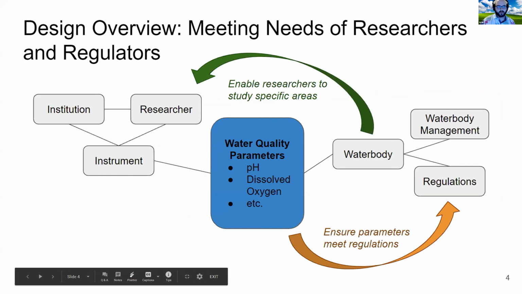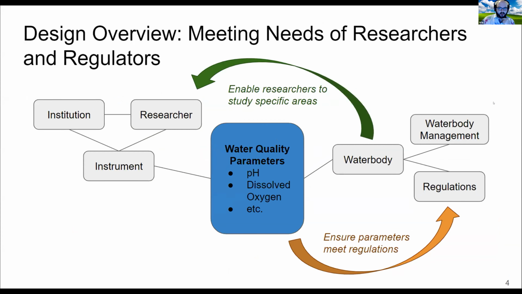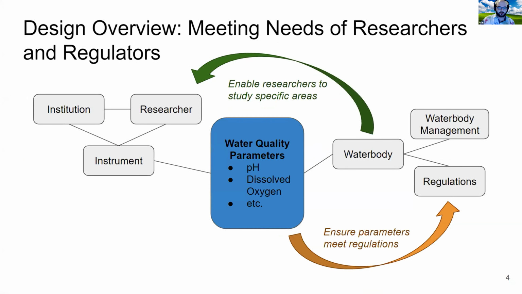So to that end, we've developed a database that is able to tackle these challenges with our two key stakeholder groups in mind. First being the researchers and the institutions themselves who are going to be collecting the data with their variety of instruments, and then the water body managers who are responsible for ensuring that their water bodies meet the government regulations. And then tying those to the various water quality metrics that we allow the database to collect, such as pH, water temperature, various chemicals in the water, etc.